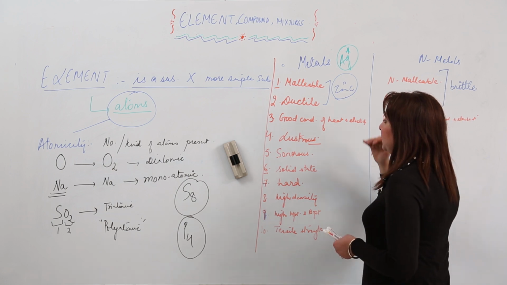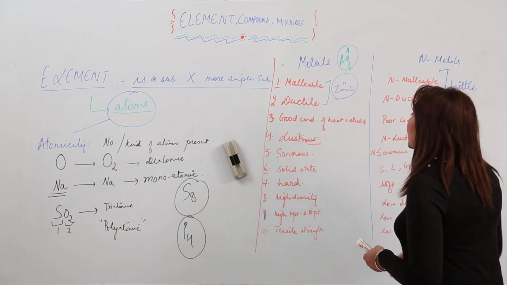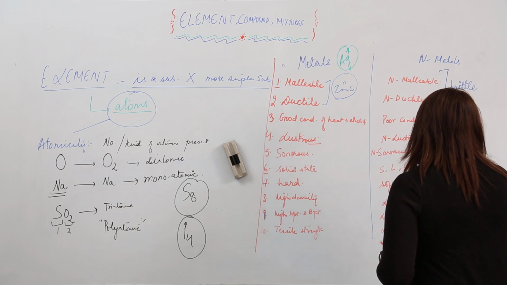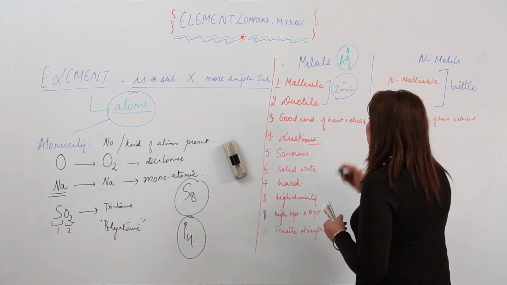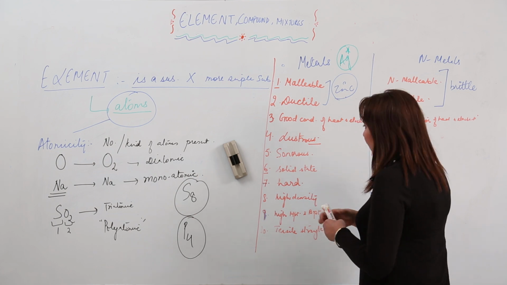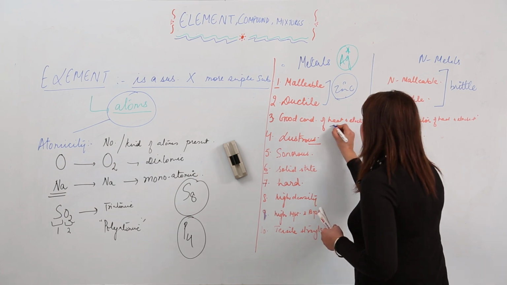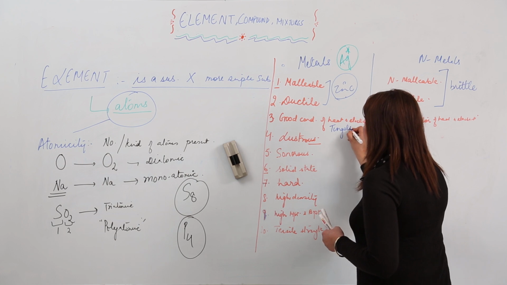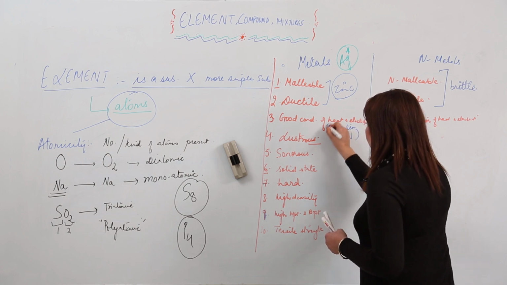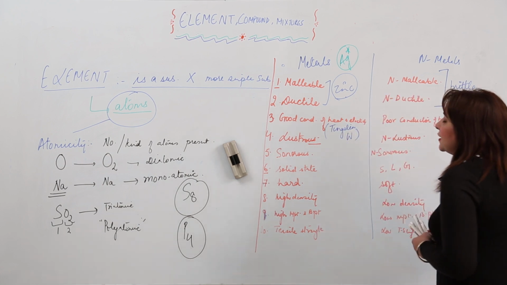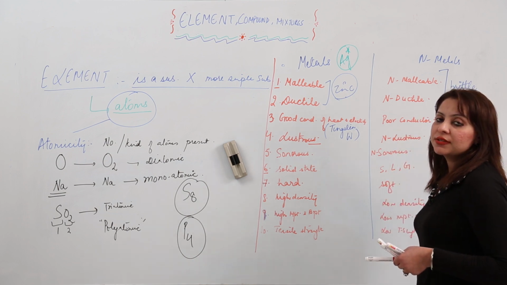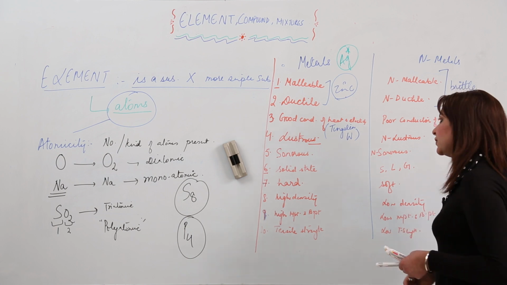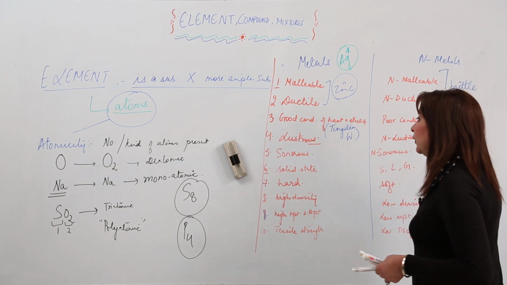Next we are taking up good conductors of heat and electricity. As we know, all metals are good conductors of heat and electricity, but still there exists an exception, that is tungsten. I will be writing the exceptions with the blue one. The symbol for tungsten is W, right? So tungsten is a metal which is not actually a good conductor of heat and electricity, it is a poor conductor. You need to remember this exception, okay?